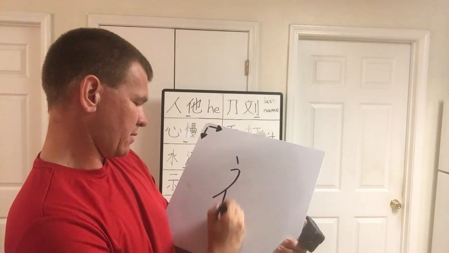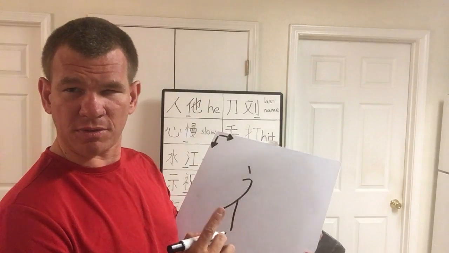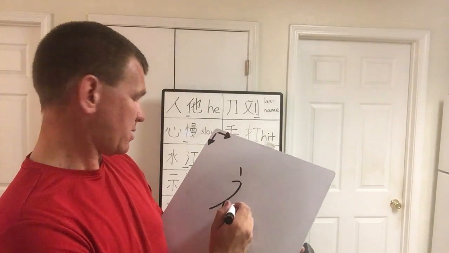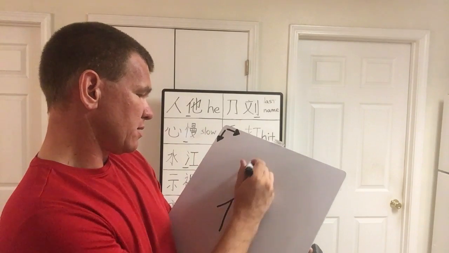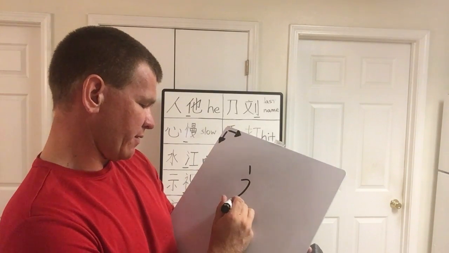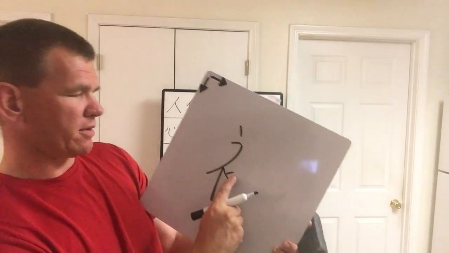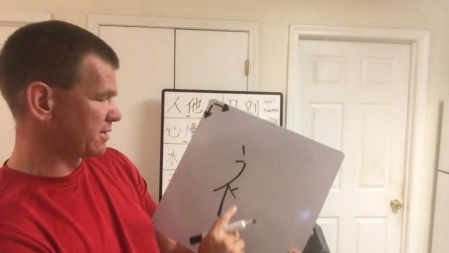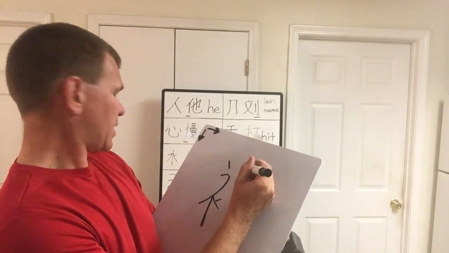1, 2, 3. This is very similar to the one that we did before. There's one slight difference. So 1, 2, 3, 4, 5. This little extra dot that I just drew, the fourth stroke, that's the difference. All right.